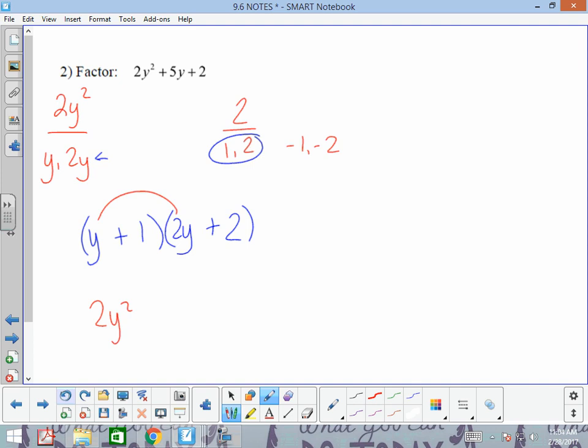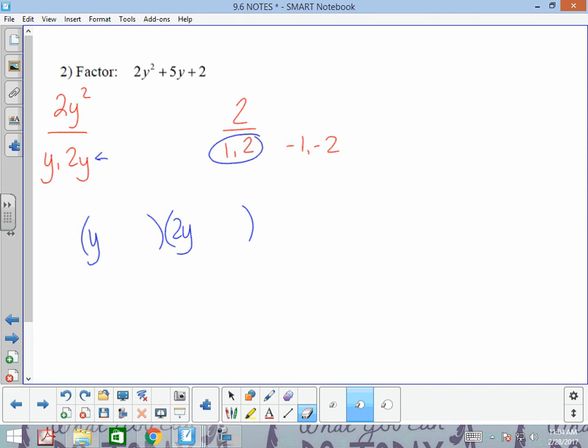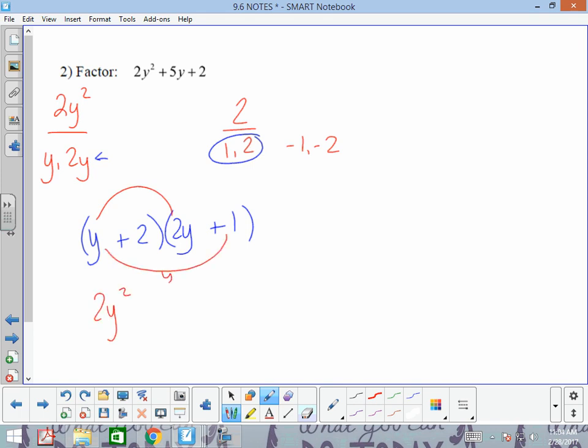Now, when you start over, you don't have to start completely over. I would leave the y and the 2y exactly where they are, and let's switch around the 1 and the 2. So let's put 2 in this one and 1 in this one. All right, so recheck. 2y squared. This is 1y. This is 4y. That does give us 5y. And 2 times 1 is 2. So that is what we wanted to factor. That means our answer is y plus 2 times 2y plus 1.